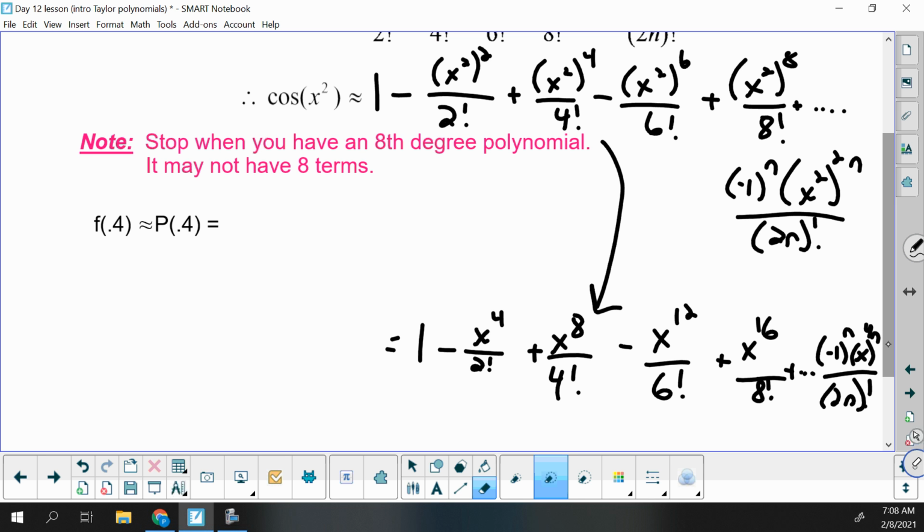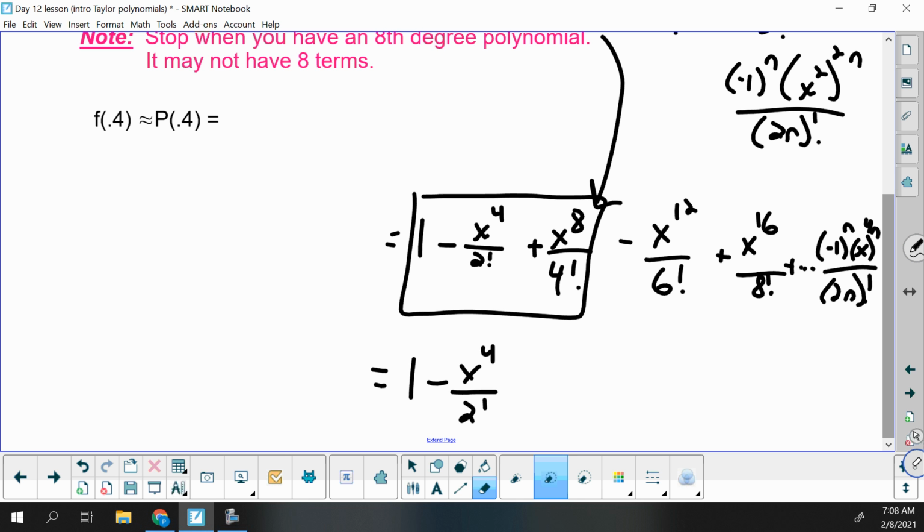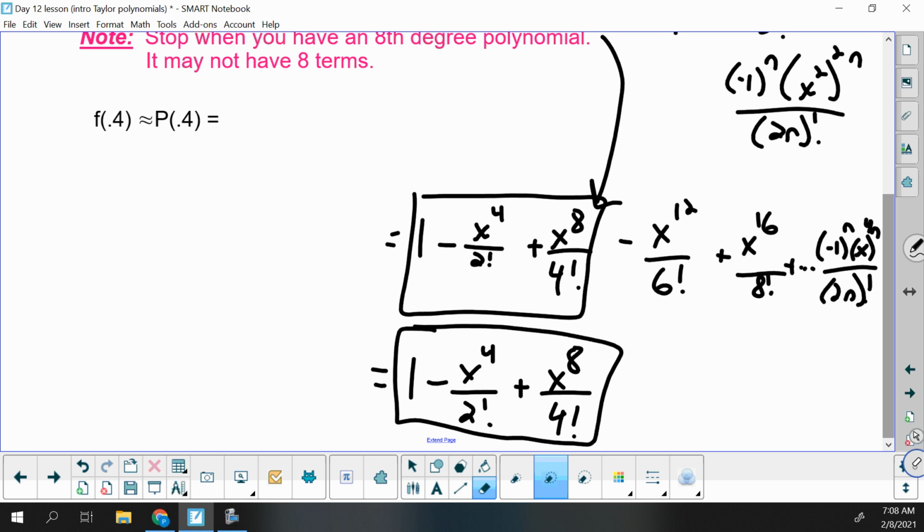Well, when do you stop? They want us to do an 8th degree polynomial. So our 8th degree would be this right here. So our answer is just 1 minus x to the 4th over 2 factorial plus x to the 8th over 4 factorial. And that would satisfy finding our 8th degree Maclaurin polynomial. So that satisfies the first part that we want.